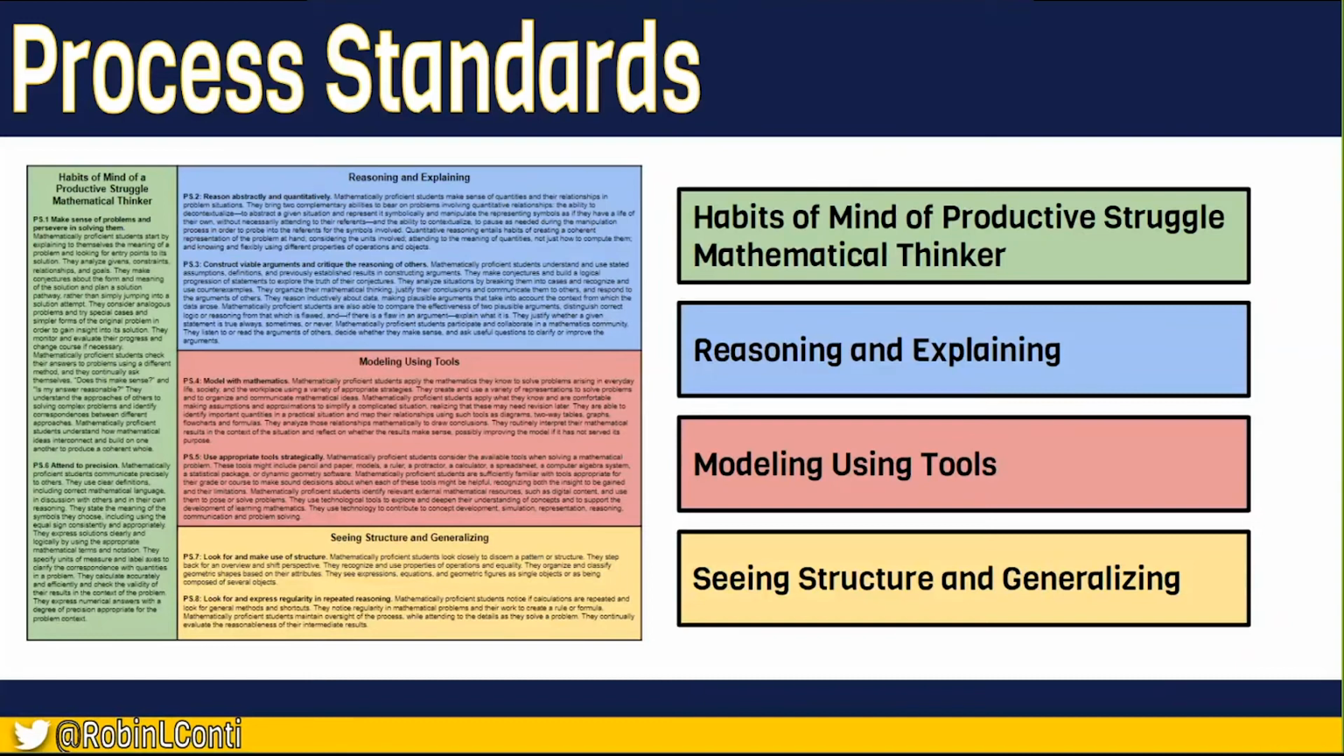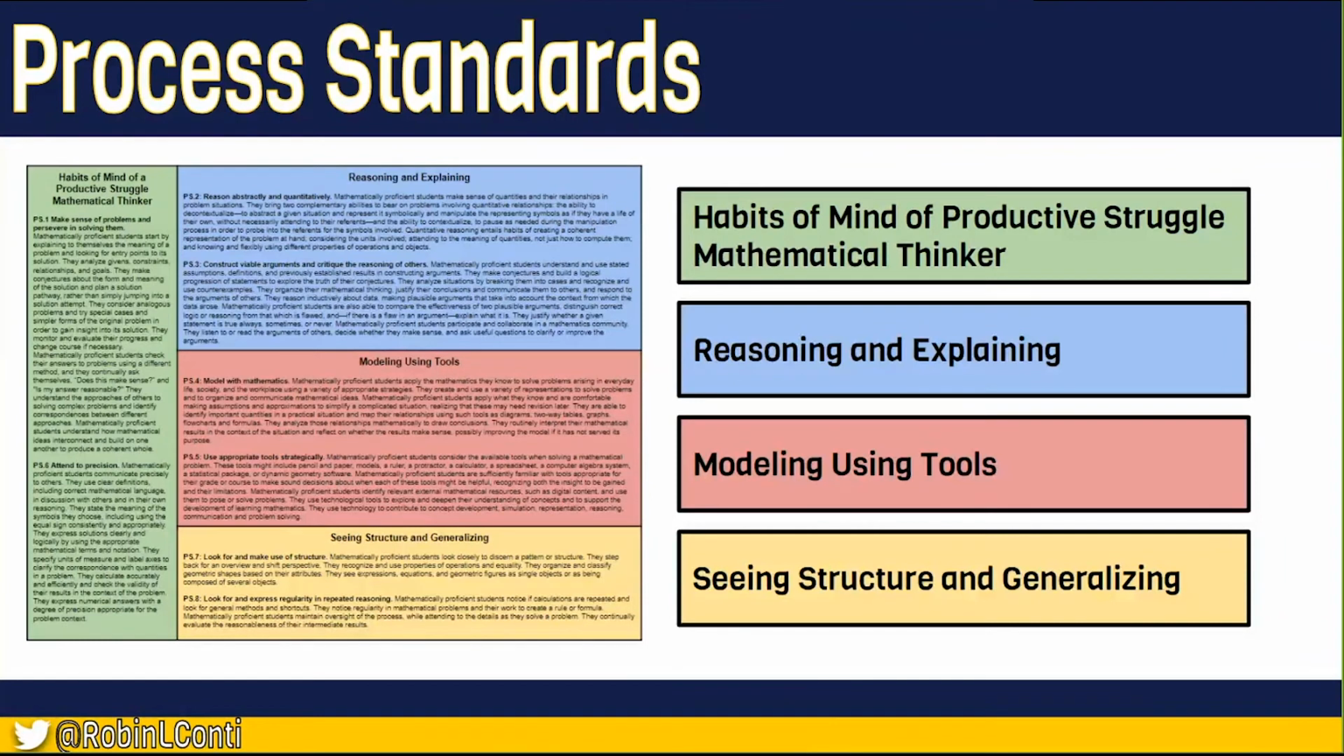And process standard 3, mathematically proficient students understand and use stated assumptions, definitions, and previously established results in constructing arguments. They make conjectures and build a logical progression of statements to explore the truth of their conjectures. They organize their mathematical thinking, justify their conclusions, and respond to the arguments of others. They reason inductively about data, making plausible arguments that take into account the context from which the data arose.